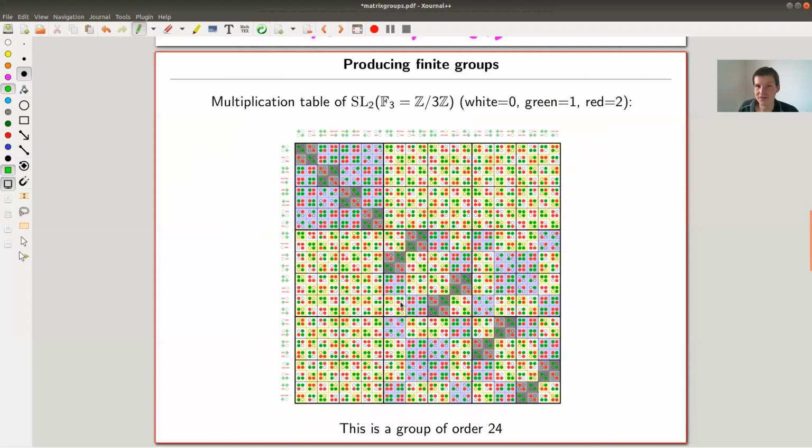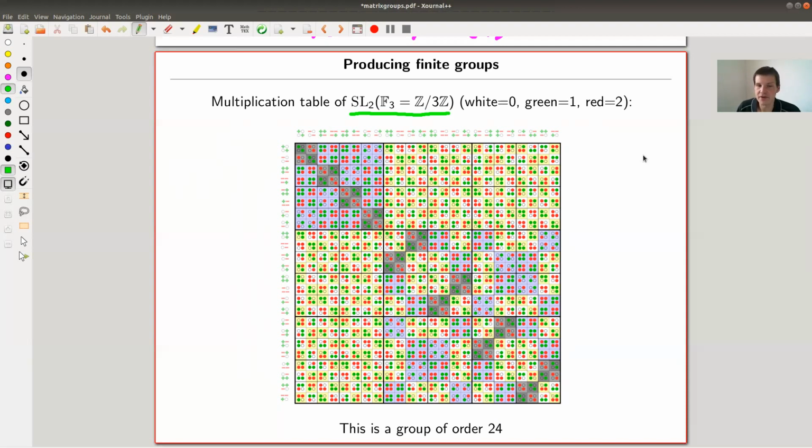Again, the link to this picture is in the description below. So this is a multiplication table of not GL, but a little bit smaller, SL. You can also take SL. SL just means determinant 1. If you have a matrix with determinant 1 and you multiply it with a matrix with determinant 1, you get a matrix with determinant 1. So this forms a group. And again, because it's a matrix, you get product and associativity and everything else for free.